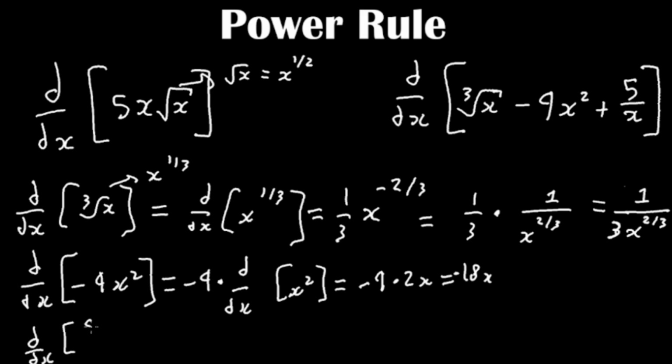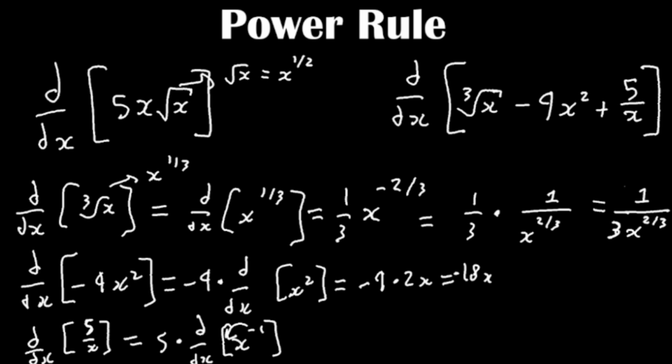Okay, now, last one. Derivative of 5 over x. Well, this is kind of confusing because this doesn't look like a power of x. When in doubt, just try and simplify. So pull out this constant that's being multiplied. So that's 5 times the derivative of 1 over x. Now, 1 over x, that's the same thing as x to the negative 1. So, this is where this comes into play. We can bring this down.